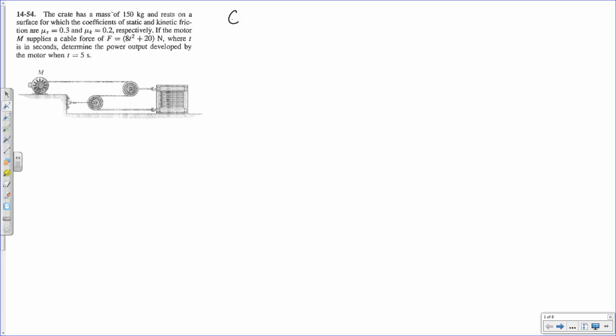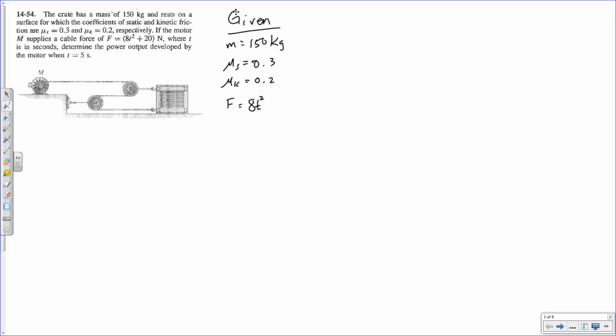So as always, we're going to start writing down what is provided in the problem. Among those things is the mass of the crate is 150 kilograms. We know the static friction coefficient is 0.3. The kinetic coefficient is 0.2. The kinetic coefficient is generally less than the static friction coefficient. Once we get an object moving, it doesn't take much force to keep it moving.